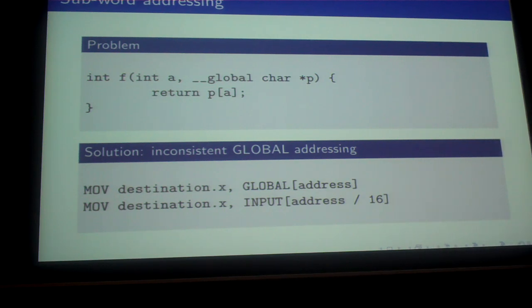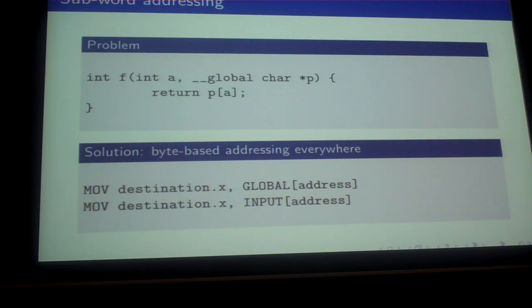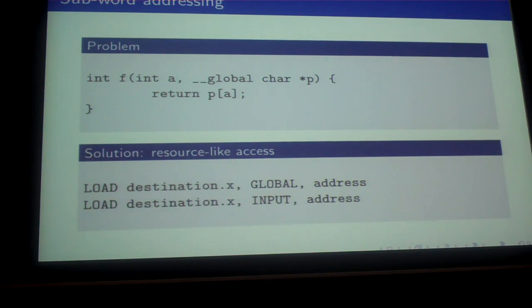I'm not really very fond of that solution. Another solution would be to change all the register files to byte-based addressing. That would be quite an intrusive change. There's a lot of code right now that assumes that registers are just numbered by index. So finally I decided to use a simple solution that was to treat the OpenCL address spaces just like regular resources. So you use normal load and store opcodes instead of using this kind of syntax to store and load that data.